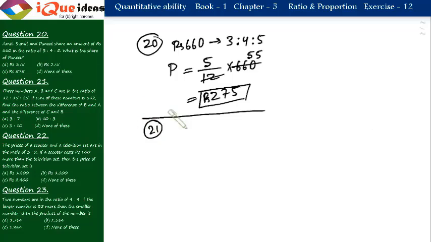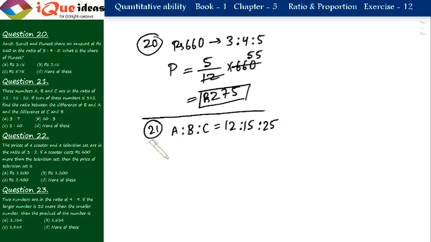It says three numbers A, B, C are in the ratio A is to B is to C is 12 is to 15 is to 25. The sum of these numbers is 312. Find the ratio between the difference of B and A and the difference of C and B. Now because we have to find a ratio, we don't need the actual values.